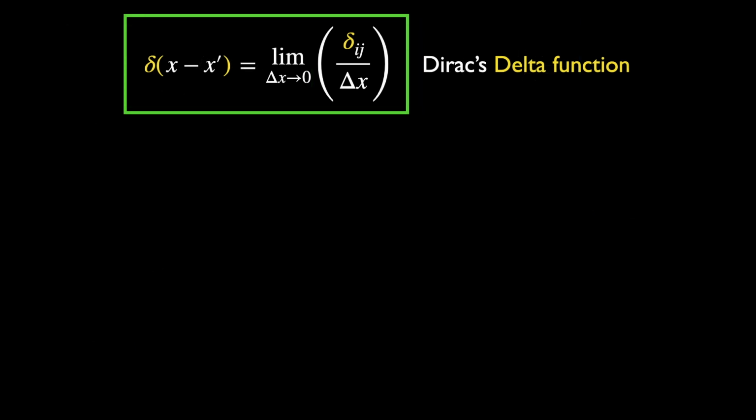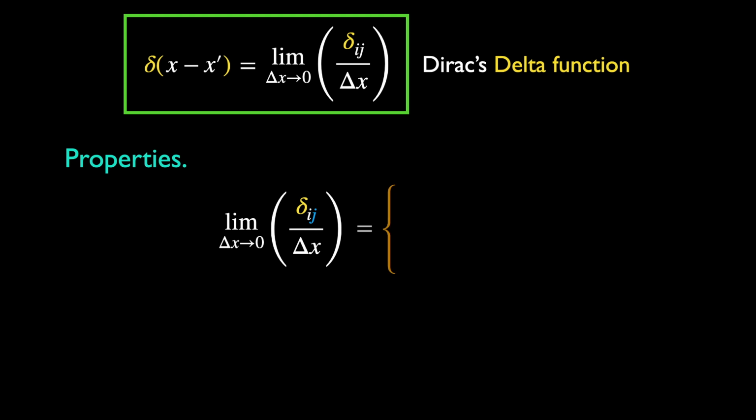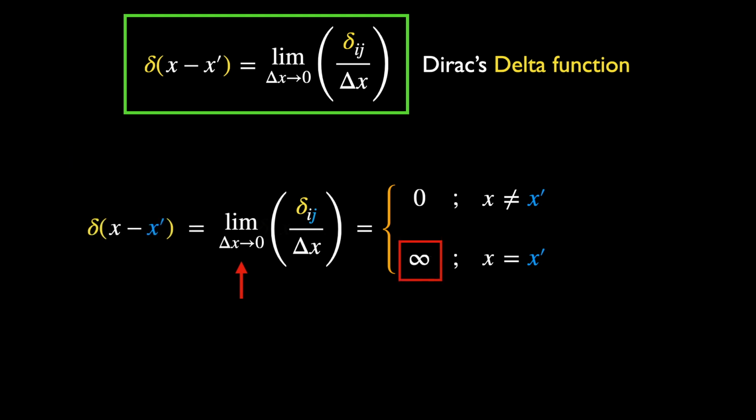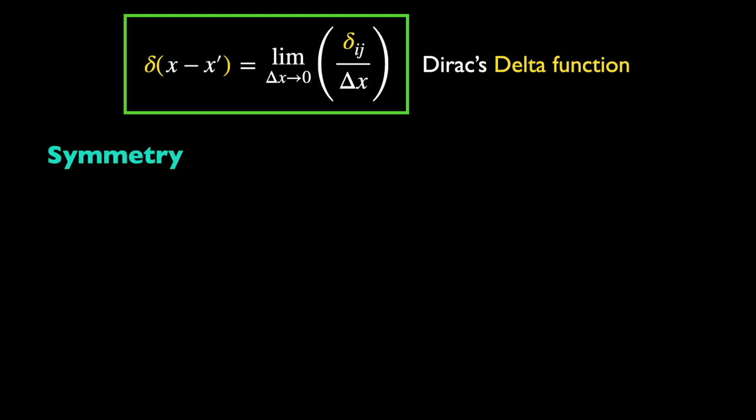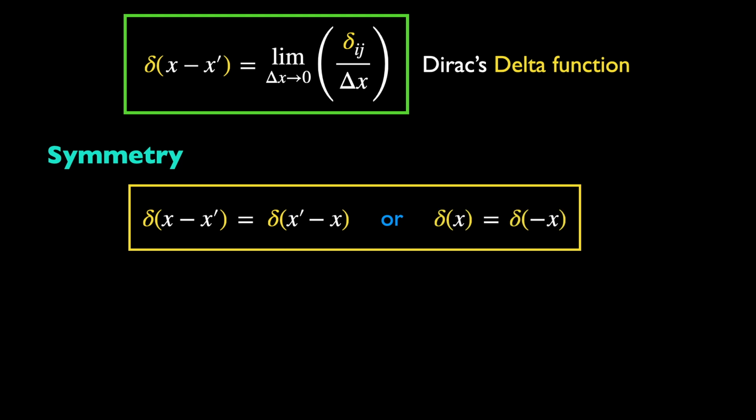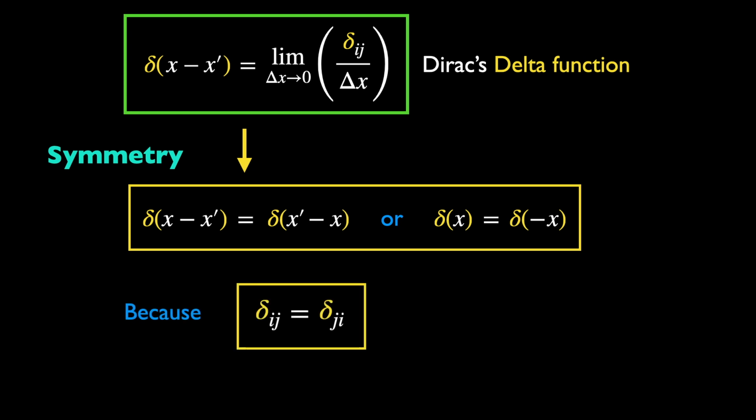Let's look at some properties of the delta function. Just from its definition, we have the function is only non-zero at a single point, x prime. As the continuum limit is taken, its value goes to infinity at x equals x prime. This is how the Dirac Delta Function is defined in many physics textbooks. The delta function is also symmetric in its argument. This follows directly from its definition. It inherits this property from its discrete parent, the Kronecker delta, which is symmetric in its indices.